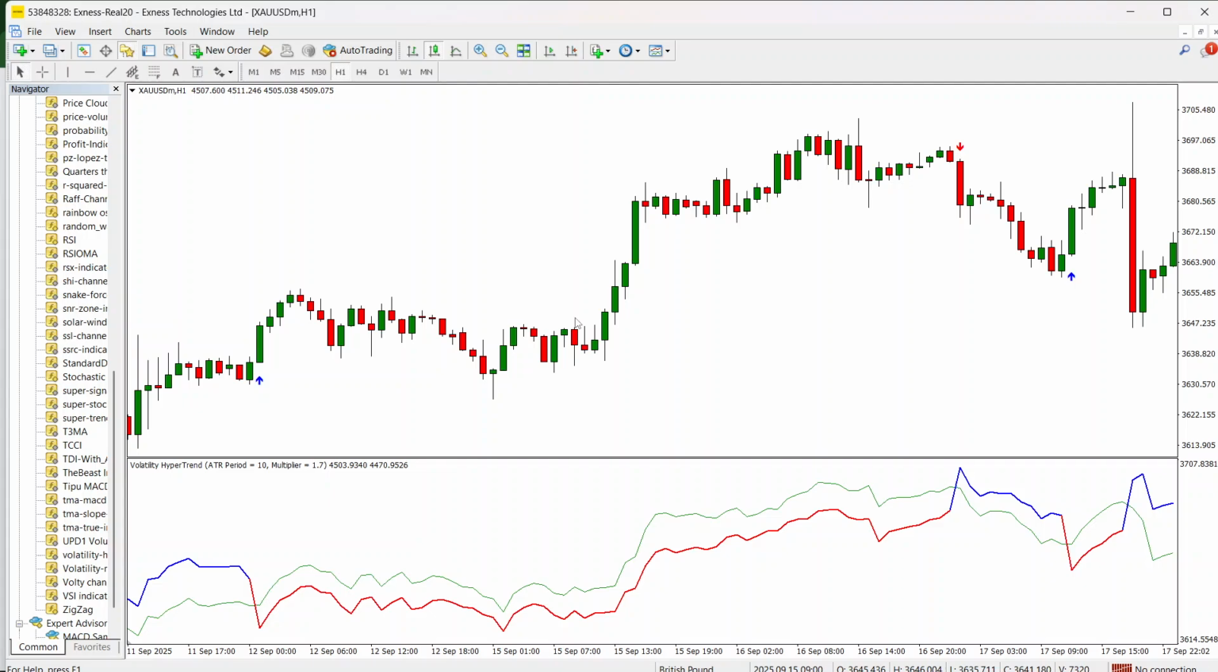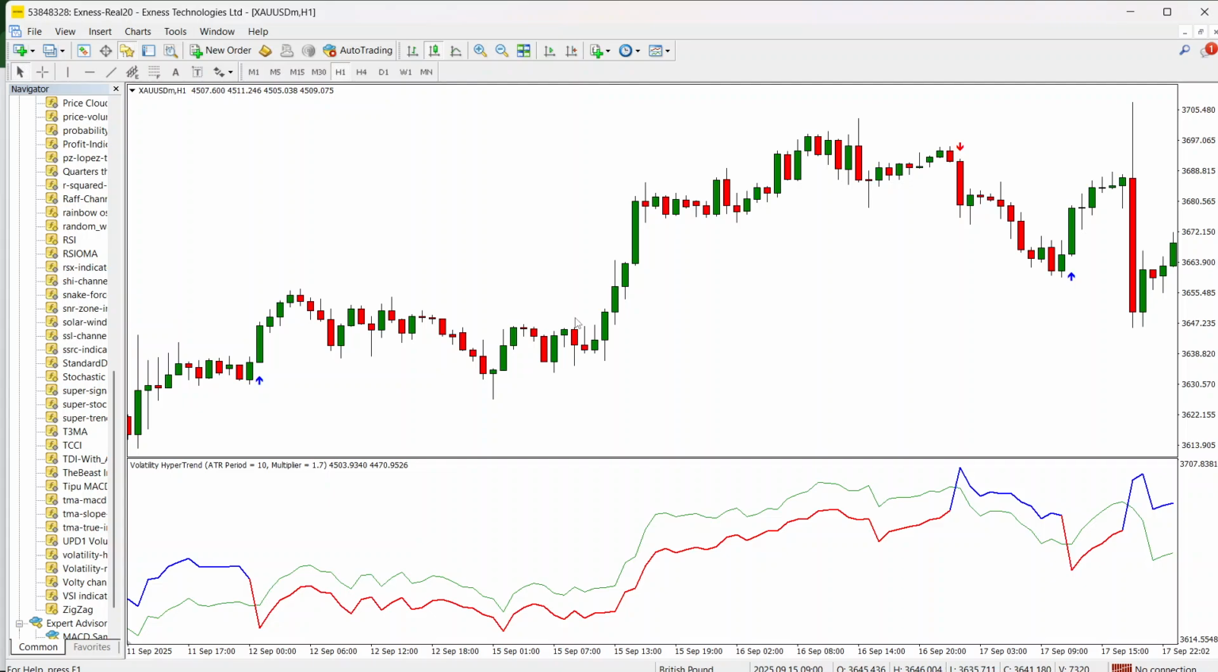Traditional trend indicators like moving averages or MACD suffer from lag, especially during volatile periods, but the volatility hypertrend overcomes this by reading volatility directly, generating earlier but accurate entries, providing clear directional arrows, avoiding clutter, and maintaining consistency even in fast markets. You can download the Volatility Hypertrend Indicator for MT4 using the link in the description below.